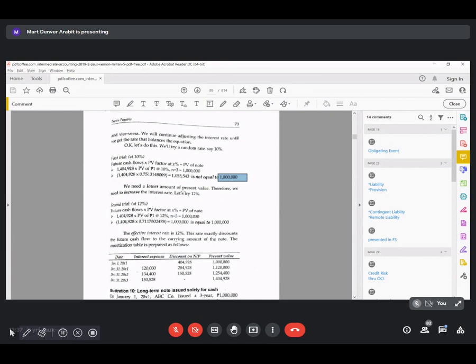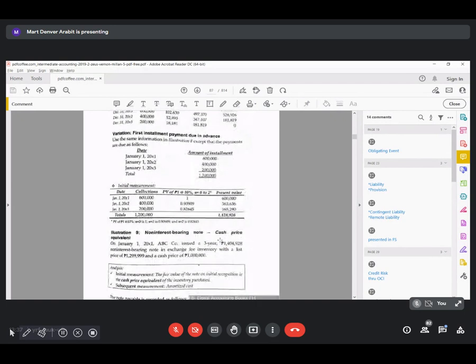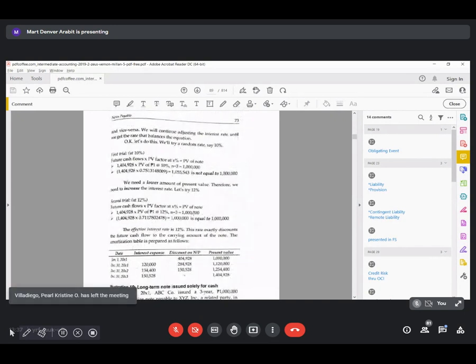So, in this case, ginamit naman niya is 12%. So, kunwari, nagkataon lang na 1M, but obvious naman sa problem na pre-computed to. So, tinry niya yung 12% and hopefully, nagtali. So, ang effective interest rate niya is 12%.